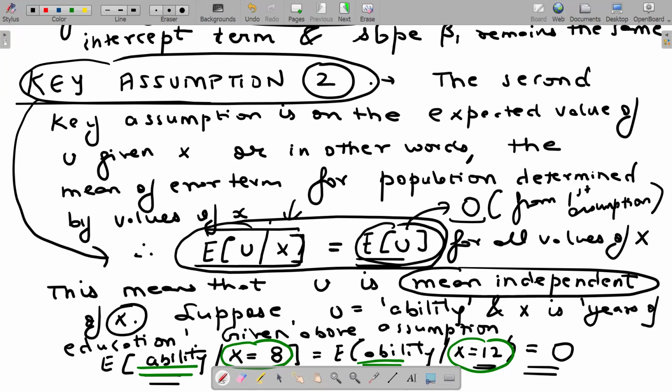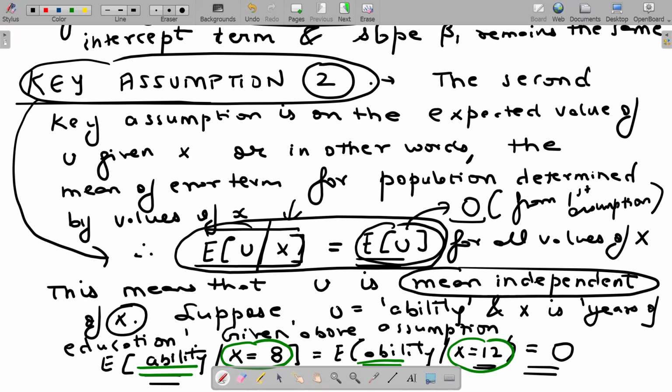Expected value of u conditional on x. Remember, as we did in conditional probability, it means the expected value of u when x has occurred is exactly equal to the expected value of u. It means u and x are independent. X is not having any impact on u.